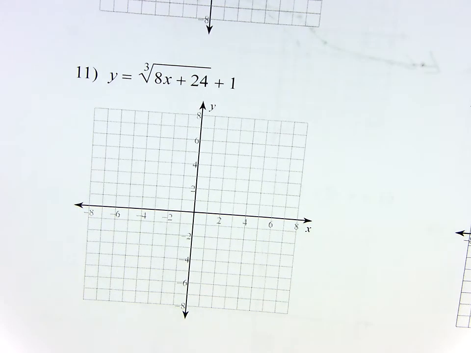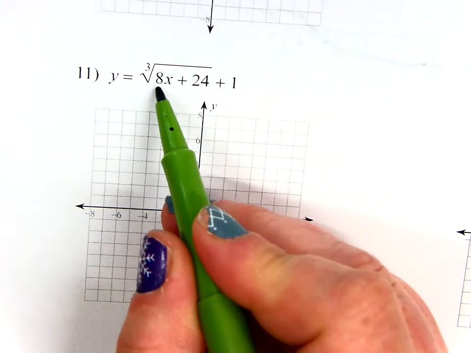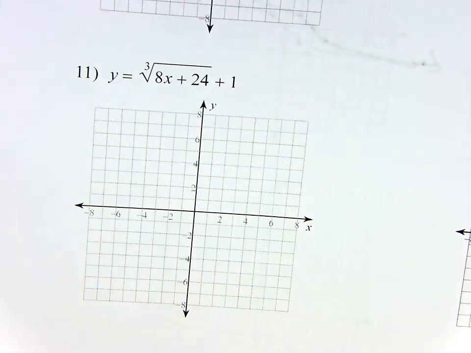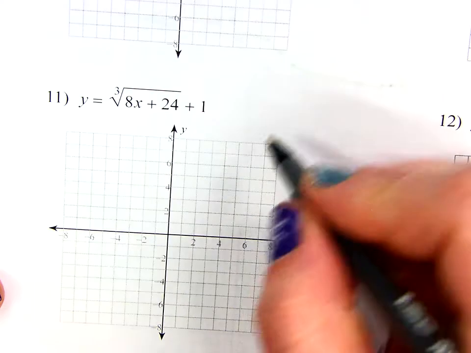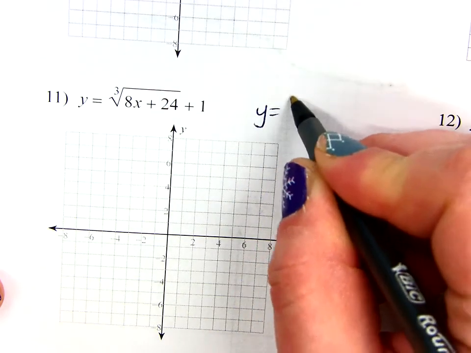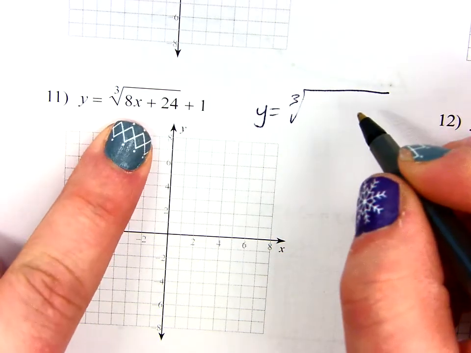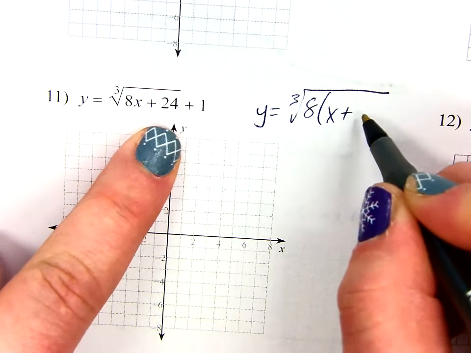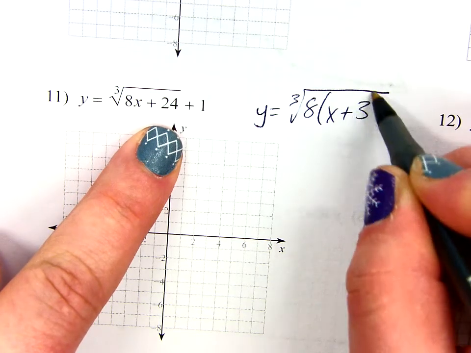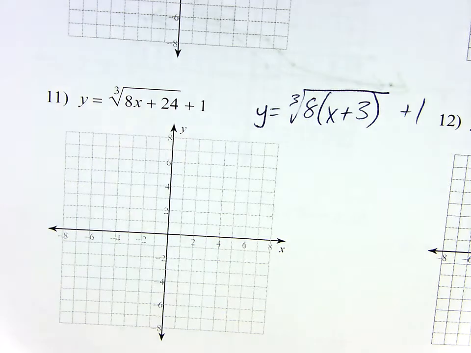And it works the same way as the other ones. This is not in the form that we're used to. So just like with the absolute value or the square roots, I factored out this coefficient in front of the x. I'm going to do the same thing. So I'm going to rewrite this like this. Y equals cube root. Can I factor an 8 out? So I'm going to do that. 8 times x plus 3. And then I have that plus 1.